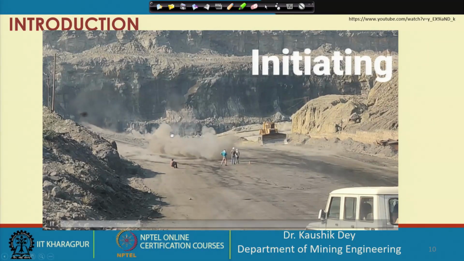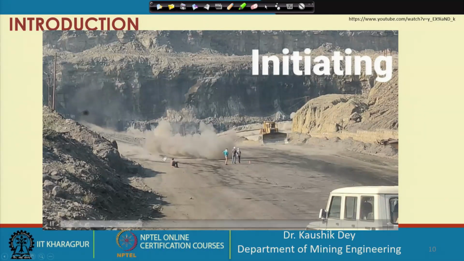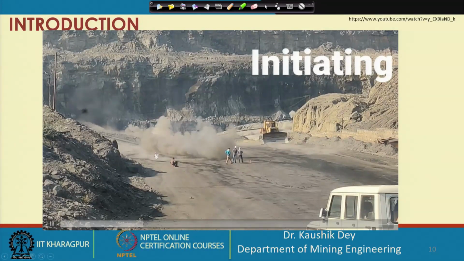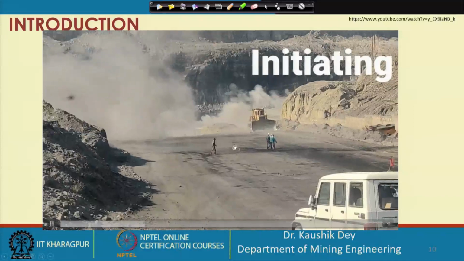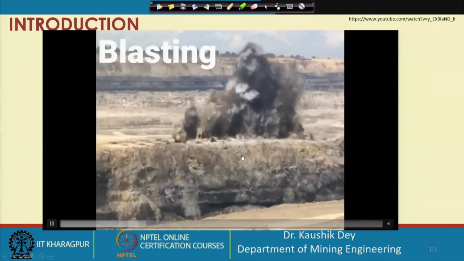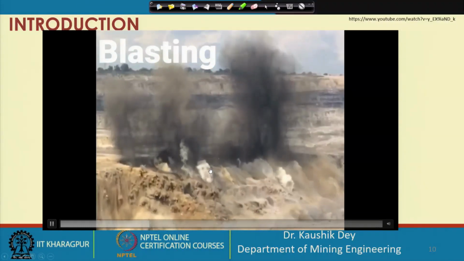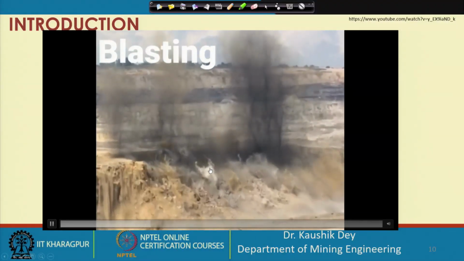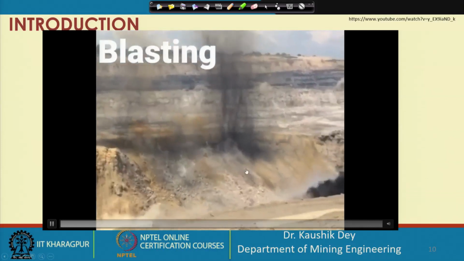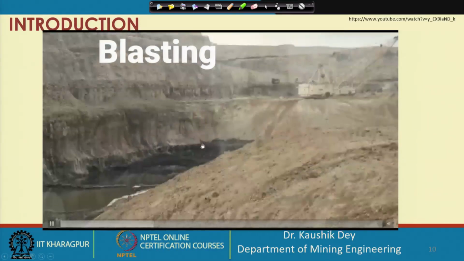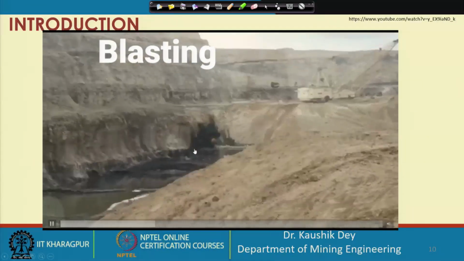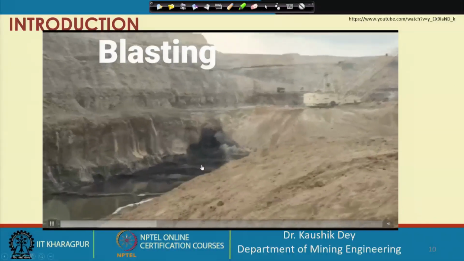I would term this a very unsafe operation, because these people are not standing in a shelter. They must stand under a strong roof area, so that any fly rock should not damage them. This is another blasting, you can see the material is blasted, and this is the coal bench being blasted.